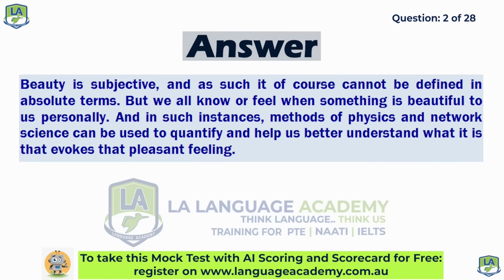Beauty is subjective, and as such it of course cannot be defined in absolute terms. But we all know or feel when something is beautiful to us personally. And in such instances, methods of physics and network science can be used to quantify and help us better understand what it is that evokes that pleasant feeling.